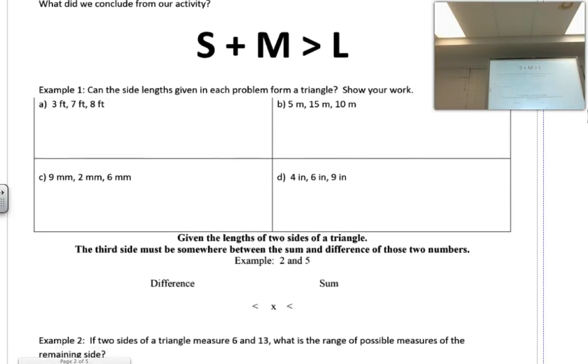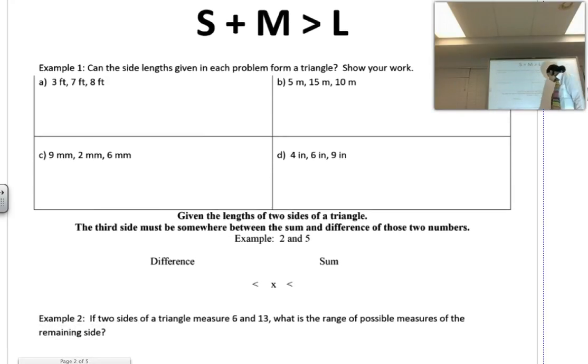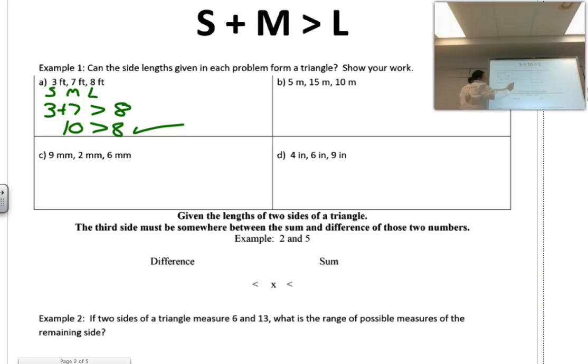So what you want to first start doing is label the small, medium, and large. If I look at 3, 7, 8, that's small, medium, and large. And we know that the small plus the medium has to be greater than the large if we want it to form a triangle. So 3 plus 7 should be greater than 8. 10 is greater than 8. That works, so we say yes, that's a triangle.